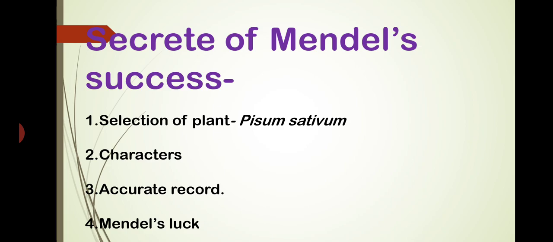Why was Mendel successful in the experiment? Some secrets of this experiment: the first is selection of plant. He selected the Pisum plant. He also showed the characters, kept accurate records, and last is Mendel's luck. That's why Mendel's work was a success and formed the basis of a new type of experiment in biotechnology.